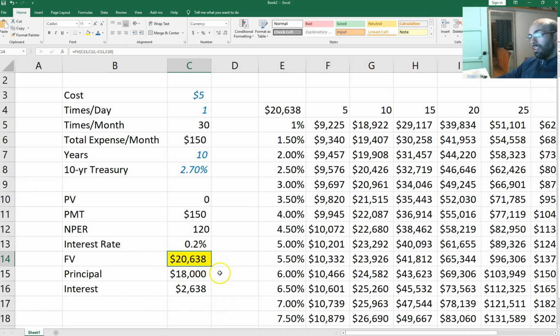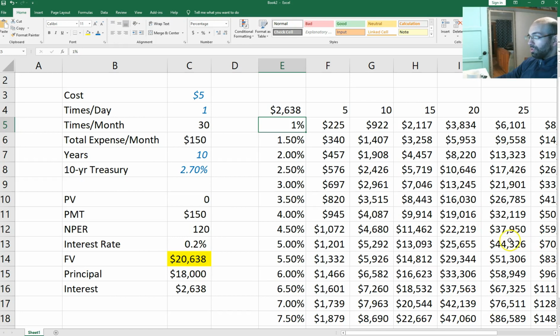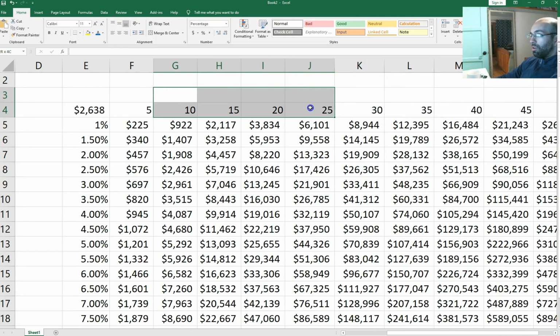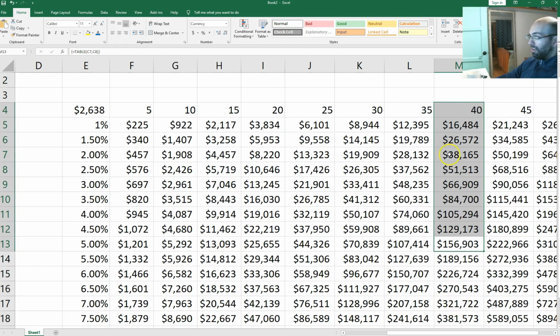We could also do a sensitivity analysis of looking at just the interest rate if we wanted to. We would just do equals this, and then we could see what happens to the interest that we earn. So if we look at that, that's just the interest that we earn. Of course, at higher percentages, it would be a lot more, with the effect of compounding.